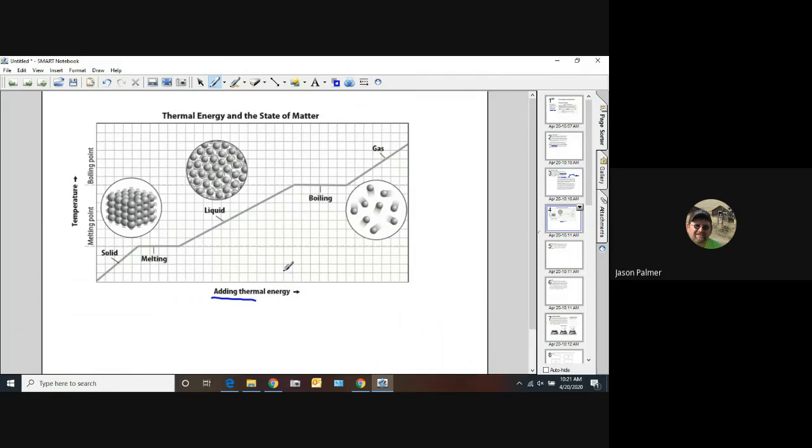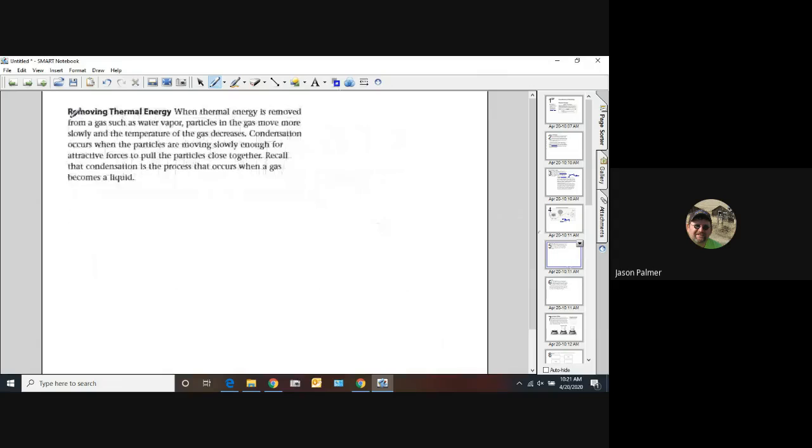On the next slide, it talks about removing thermal energy. And basically, removing thermal energy would be backwards. The temperatures, the boiling points, the melting points, all that stuff stays the same. It's just a matter of you're removing energy, not adding it. So, removing.